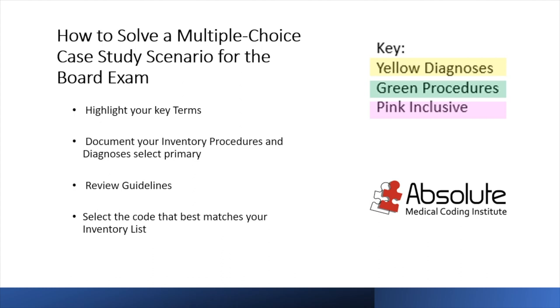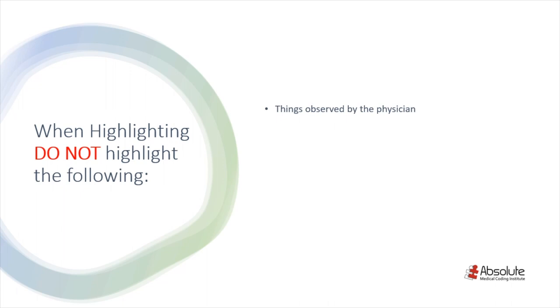All right. So here are some do nots. When you're highlighting, you can get discombobulated, so we've compiled some things that you don't even have to highlight. Number one, don't highlight things observed by the physician because you cannot code for them. Number two, don't highlight closures. If a provider or surgeon is closing up a surgical site, there's no need to highlight it. However, if it involves a skin procedure or skin defect closure, you may definitely have to code that.